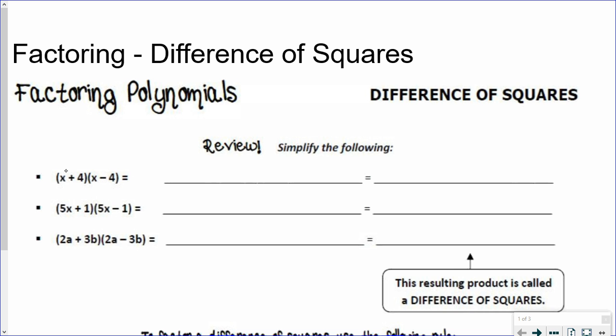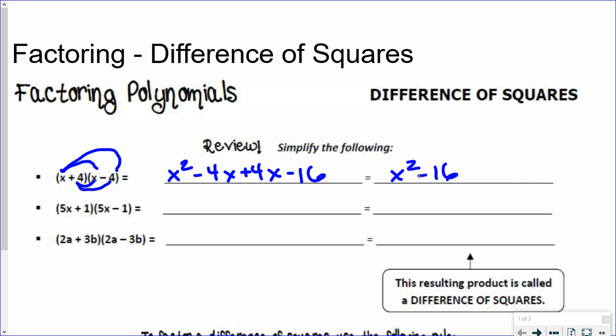If you're going to use the FOIL method, you would multiply the first two terms. So that would be x squared, and the outside terms, so that would be minus 4x, and the inside terms, that would be plus 4x, and then the last terms, that's what FOIL stands for. First, outer, inner, last, and that would be negative 16. Combine like terms here and you end up with x squared minus 16. All right, so that is the product of this.